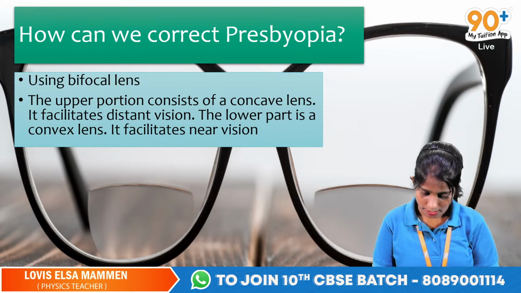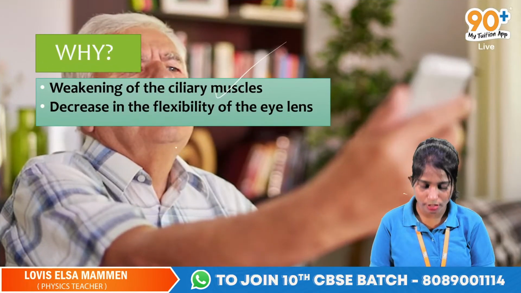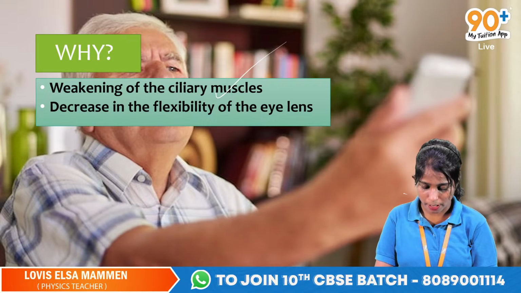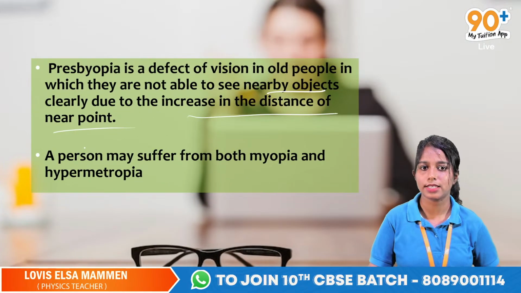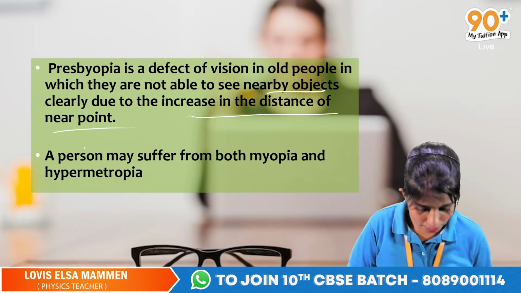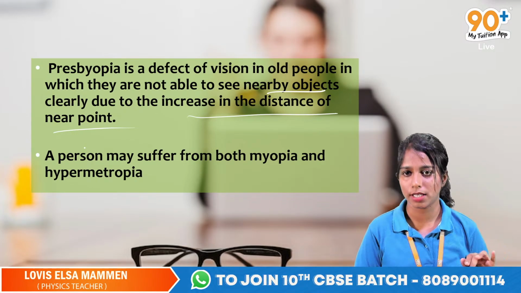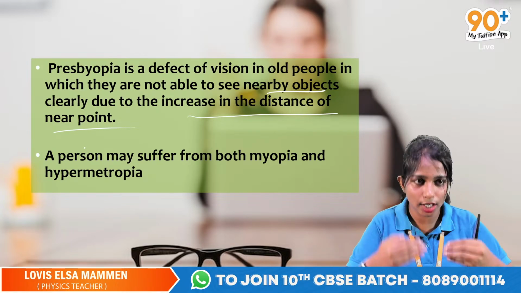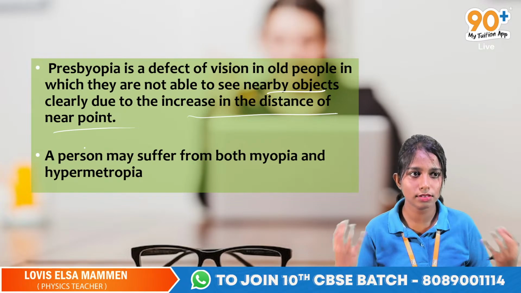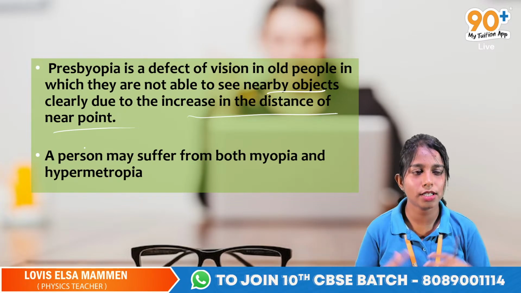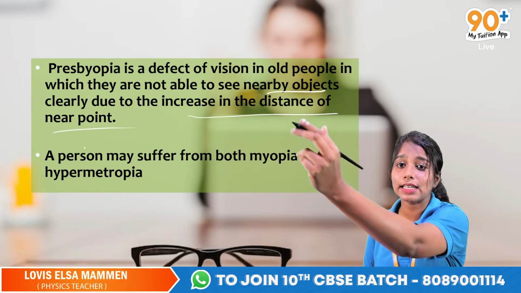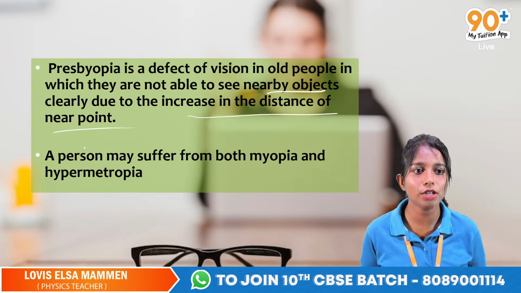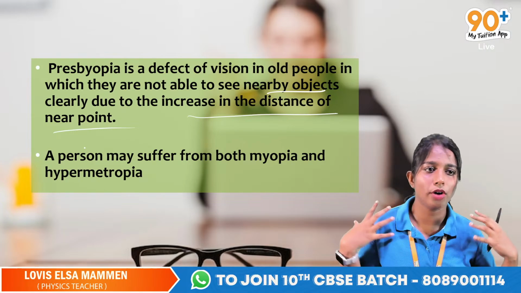I'll show you the slide. So this is the reason for presbyopia. Presbyopia is a defect of vision in old people in which they are not able to see nearby objects. It is due to an issue with the near point, an increase in the distance of the near point. So they suffer from both myopia and hypermetropia, so we need to use two lenses, concave and convex.